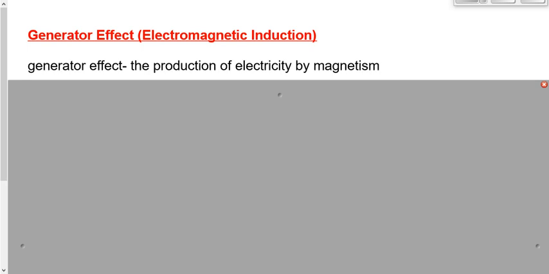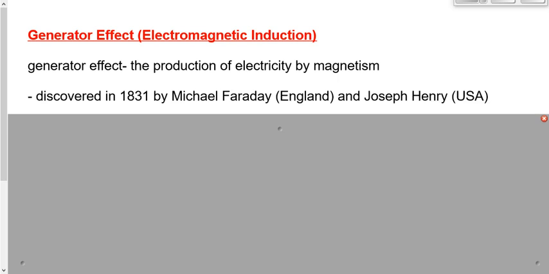About a week ago, we learned about a discovery made by Ørsted in 1819. He said, essentially, that electricity generates magnetism. Moving electric charges generate magnetic fields. What we're going to learn about today is the next logical discovery, and that is that electricity can be generated by magnetism. So electricity generates magnetism, Ørsted 1819. Electricity is generated by magnetism, which we call the generator effect, discovered in 1831 independently by two guys, one an American named Joseph Henry and one a British guy named Michael Faraday.